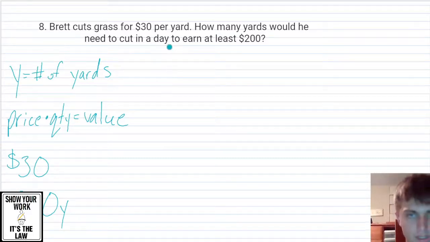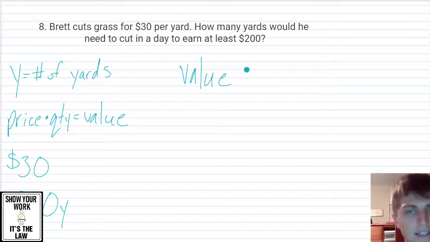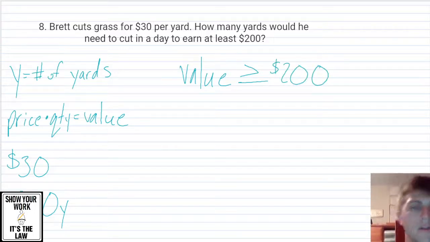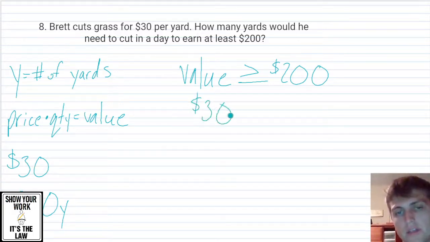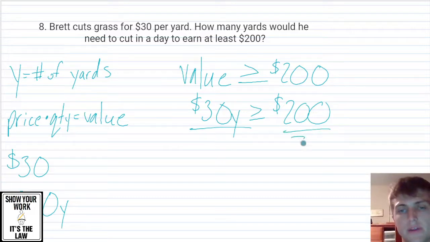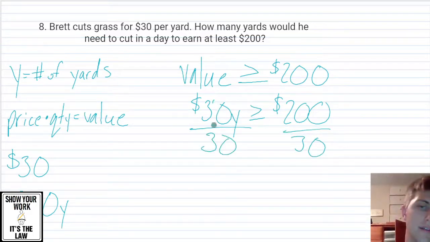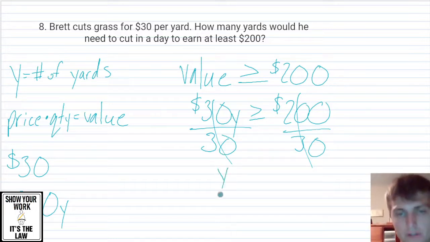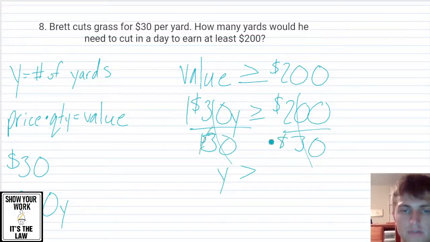So how much value does he need in a day to earn at least? "At least" means greater than or equal to $200. Well, we know that our value is $30 times every yard, so we can just substitute that there, greater than or equal to 200. And do division. We want to get y by itself, divided by 30, divided by 30. Now, something interesting happens. When we do this division, we're left with yards is greater than or equal to, these dollar signs cancel out.